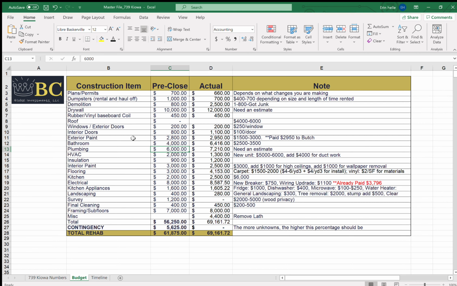We anticipated plumbing to be around $6,000, and we did get an estimate on that. However, we had some issues with the water coming in, and we had to get a backhoe out on the property, so that number went up to $7,200.